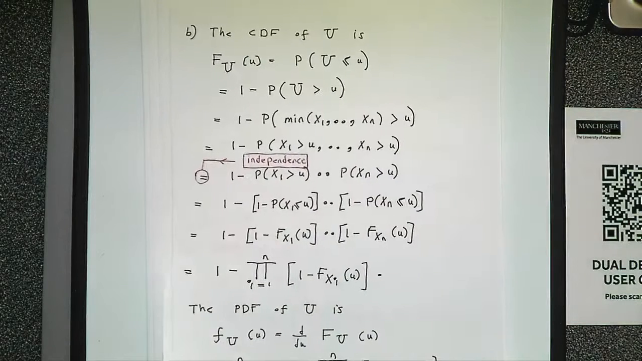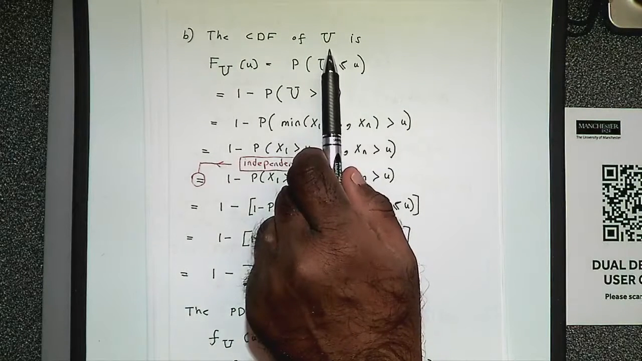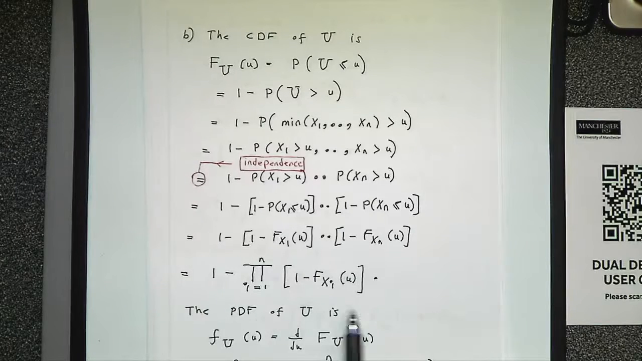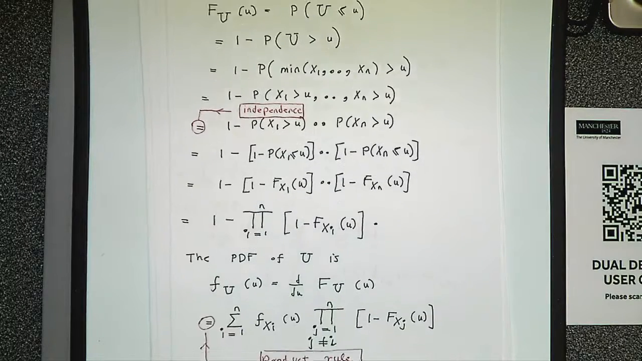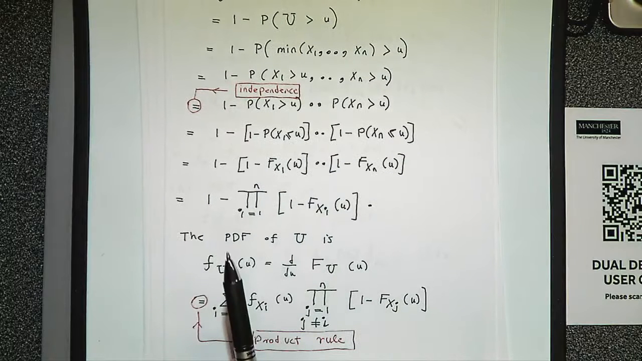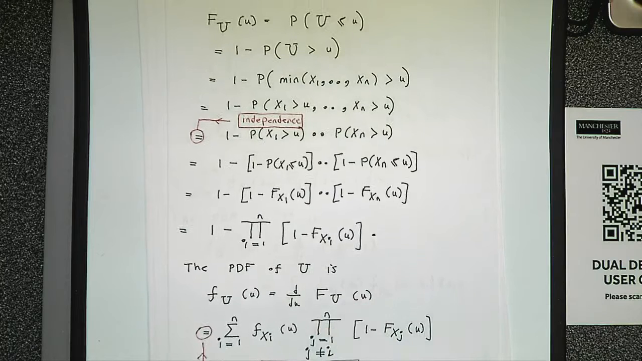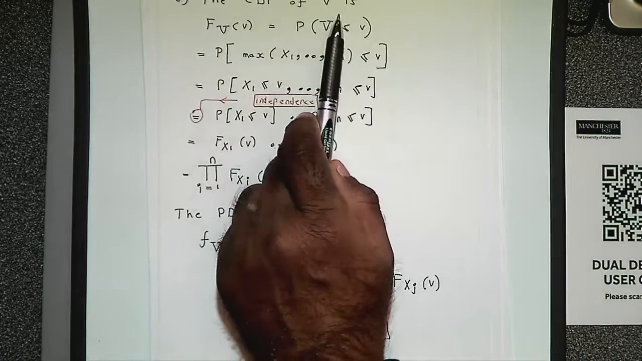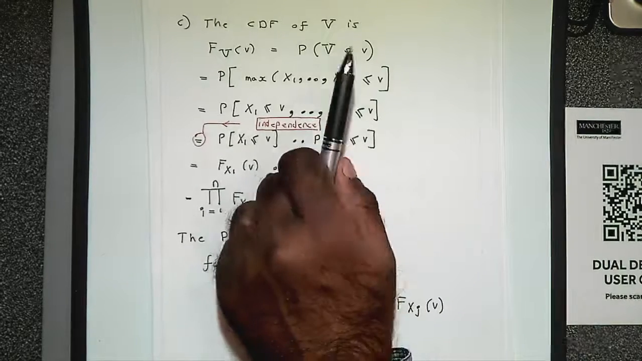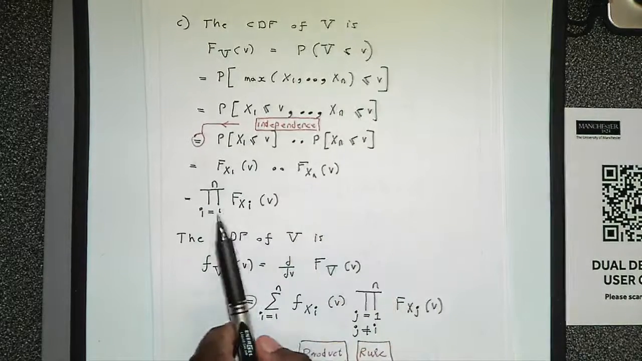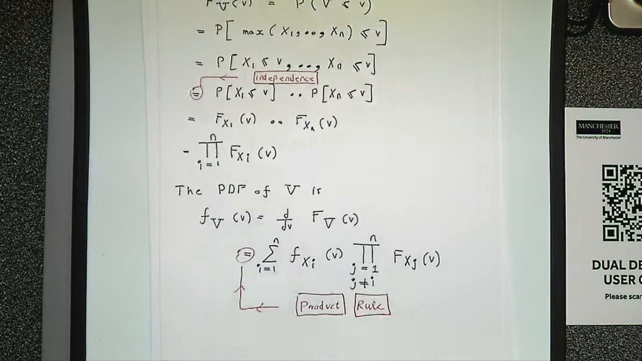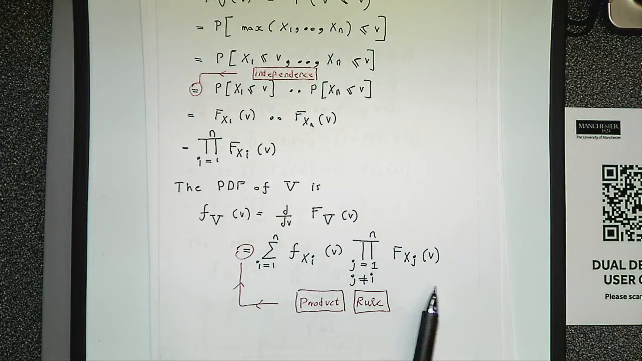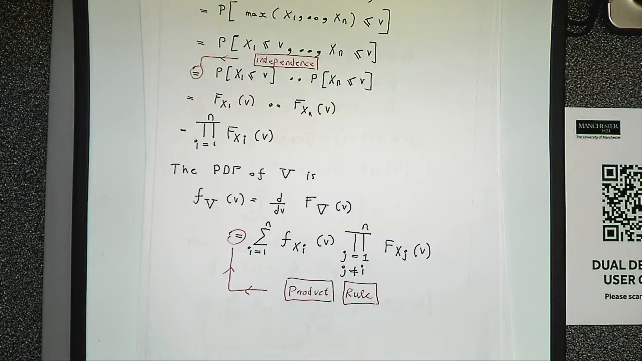And the CDF of U, remember U is the minimum portfolio loss, is given by this formula. Again, this is the derivation. I don't expect you to know the derivation, but if you can follow the derivation, that's good. And this is the PDF of U. And this is the CDF of V. V is the maximum portfolio loss, and it's given by this. And this is the PDF of V, which is given by this.